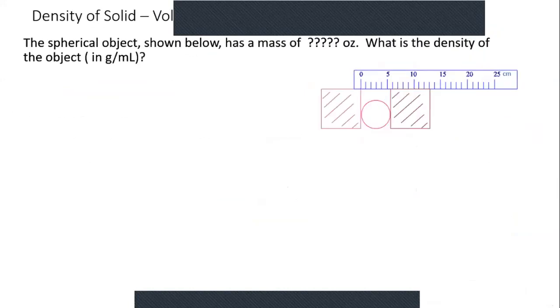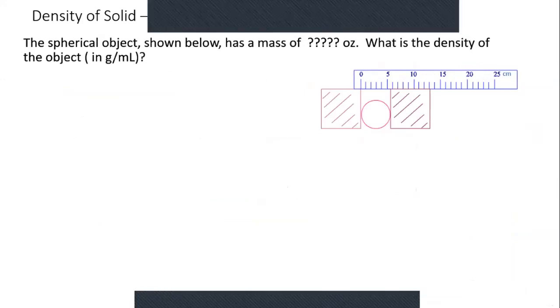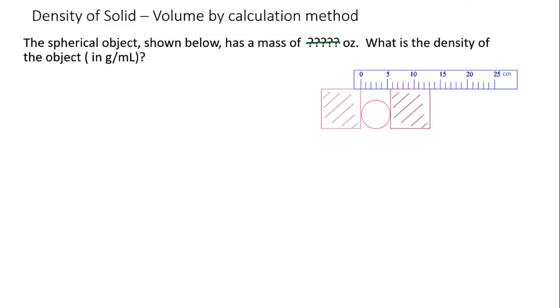So here we want to calculate the density of this spherical object shown below. So we're going to do volume by calculation. Oh, and I forgot to put the mass here. So let me put the mass. Let's say it's 3.35 ounces. What is the density of the object in grams per milliliter?